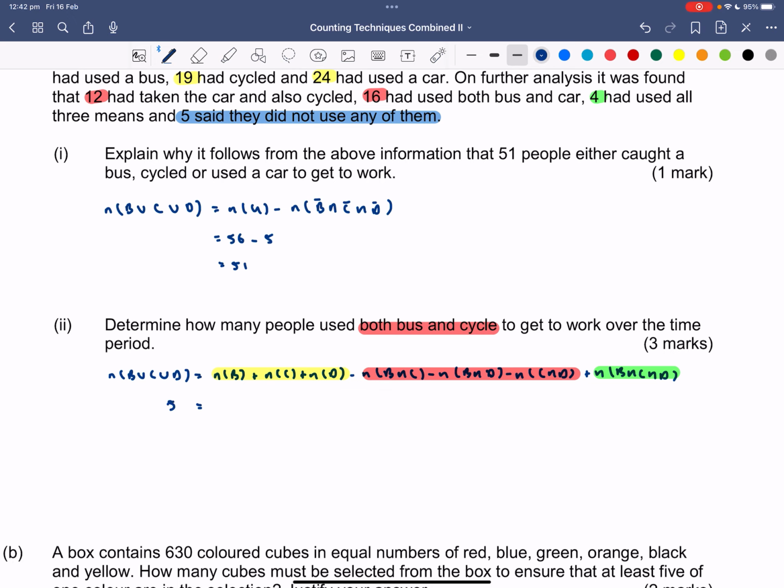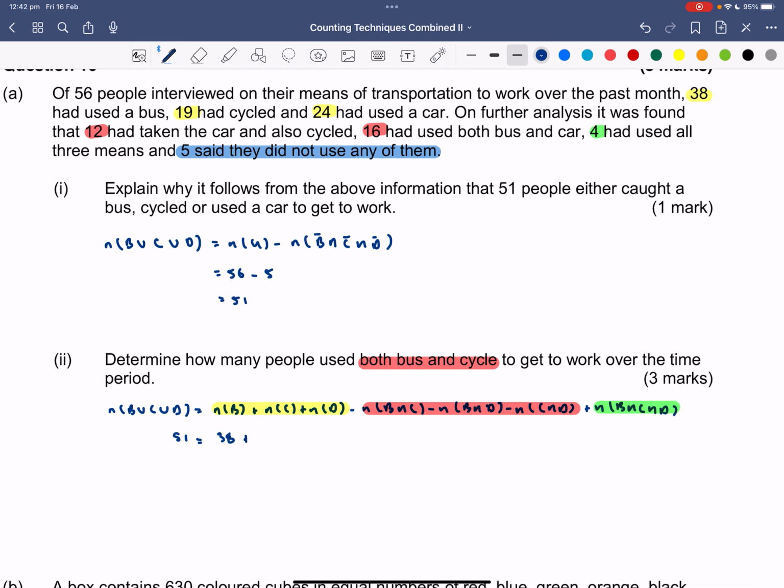I know there are 51 in total. We add all the singles. So that would be 38 plus 19 plus 24 drove, minus those that did bus and cycle. That's the one they don't tell us. They tell us 16 did bus and drive. If you notice, it says 16 took a bus and drove with a car. So we have the 16 that did that, and it was said that 12 had taken the car and cycled.